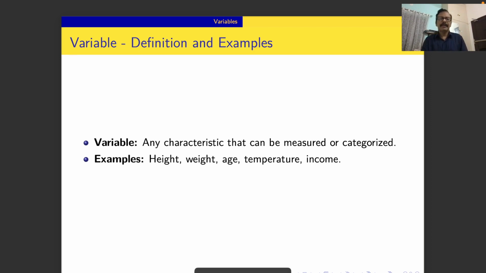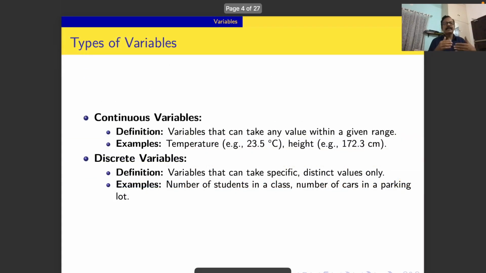Any characteristic that can be measured or categorized is called a variable. For example, height, weight, temperature, income, etc. Variables may be of different types.